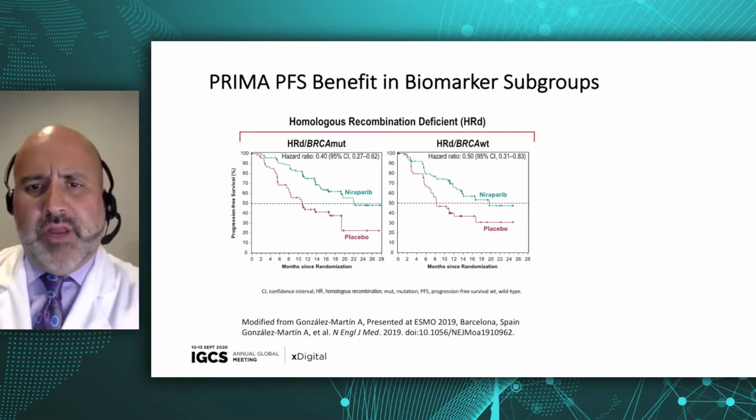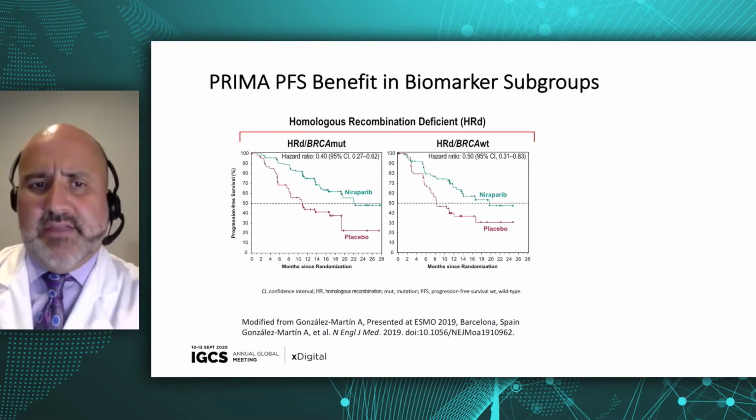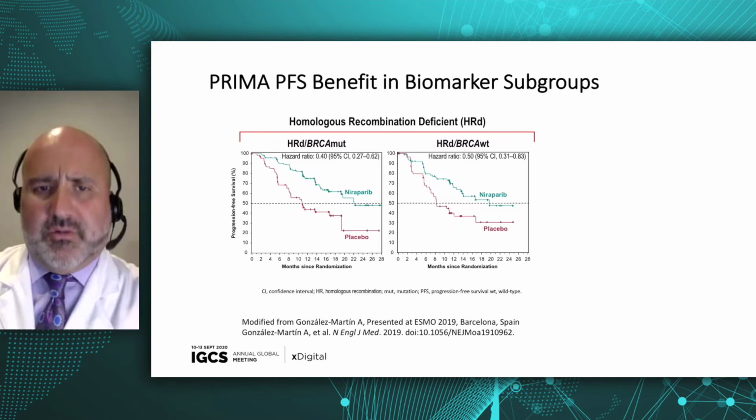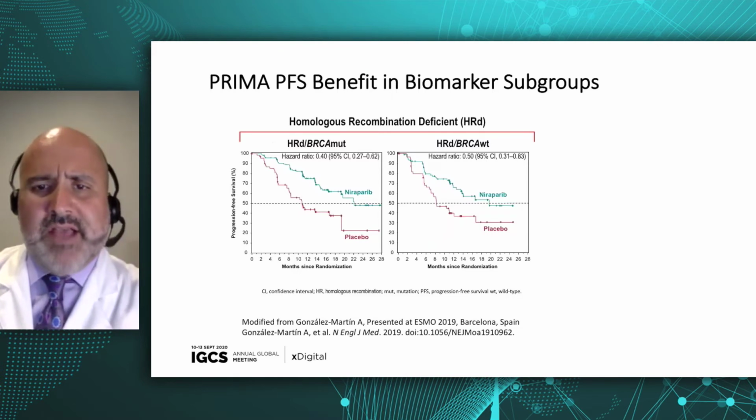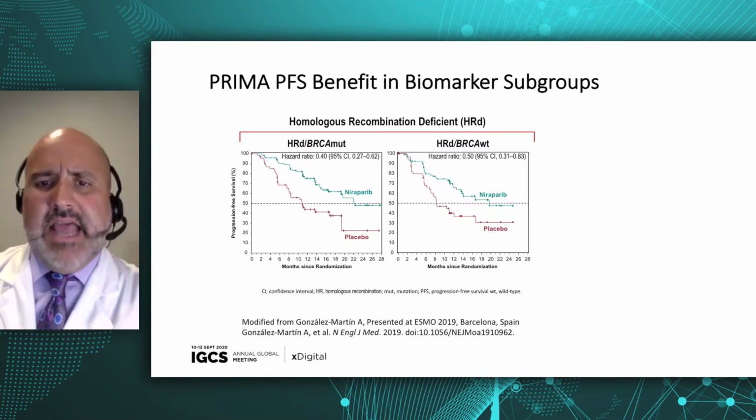As we look at PRIMA, I'm going to concentrate obviously on the HR deficient group. On the left, we see the group included with the BRCA mutations. Again, that hazard ratio of 0.6 I alluded to. Clear difference, but those differences in impact really persist as we look at the BRCA wild type HR deficient patients.